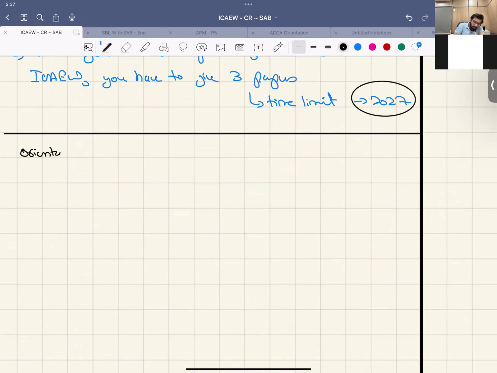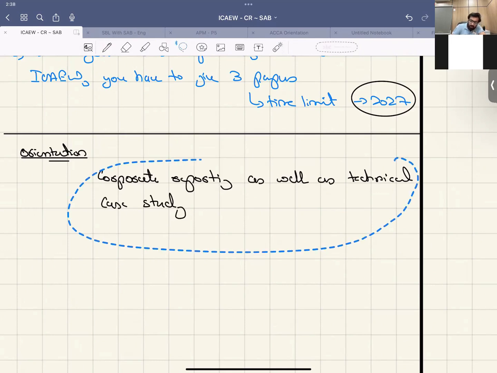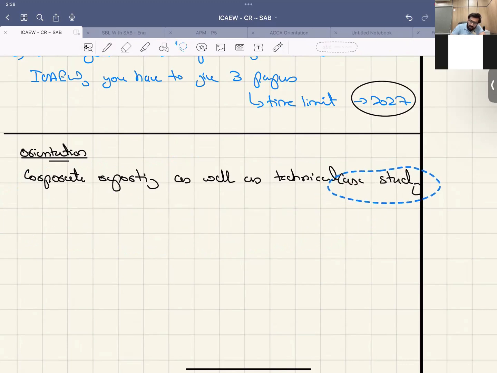Well, sir, is this orientation for CR or for technical case study? So, guys, this is for corporate reporting as well as technical case study. This is something that we should know, that there is not that much difference in both of the syllabi.